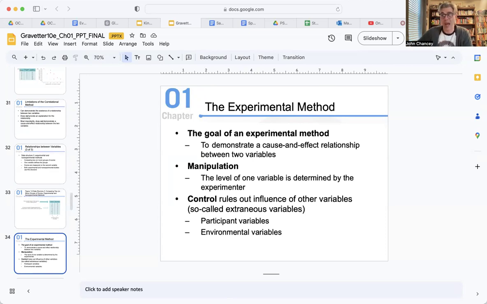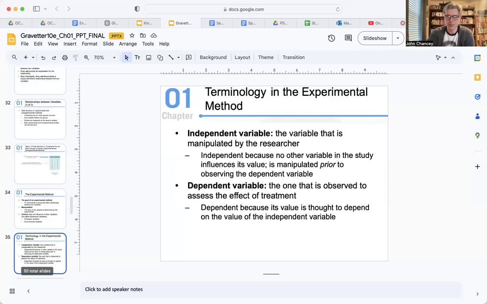Usually what happens is you have an experimental group, the one who receives the treatment, and then you have a control group who doesn't receive the treatment, but is hopefully similar to your experimental group. You can use them as a way to rule out other outside variables, participant or environmental variables.